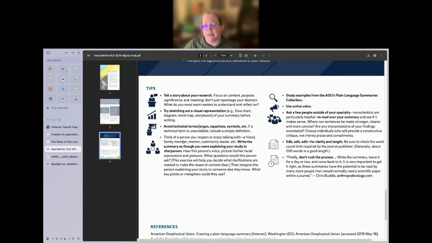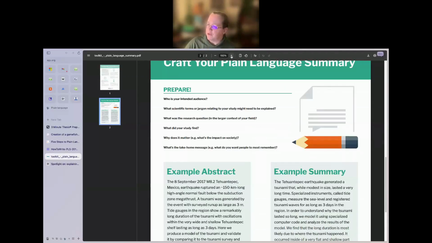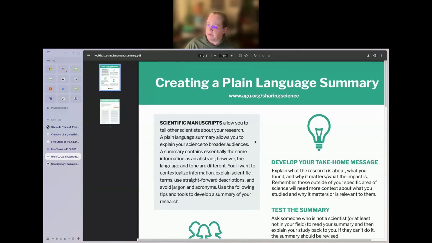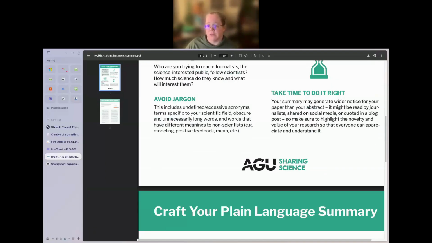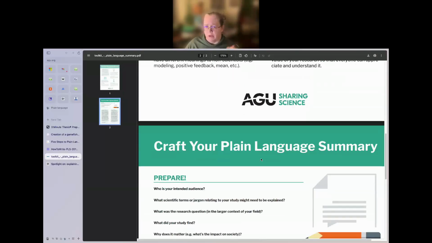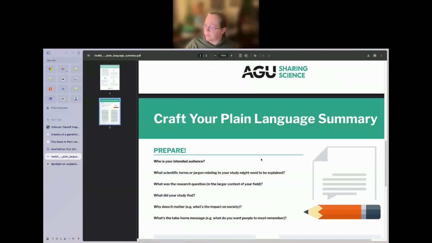There are tons of examples of plain language summaries on the web. Definitely go and read a few. And I like this last one. Don't rush the process. Write the summary, leave it for a few days, come back to it, read it again. Also from the AGU, they have a very simple, why would you want to do this? And again, I will put all the links to all of these in the chat. It's just hard for me to get to the chat while I'm sharing. And it will also be in the description.